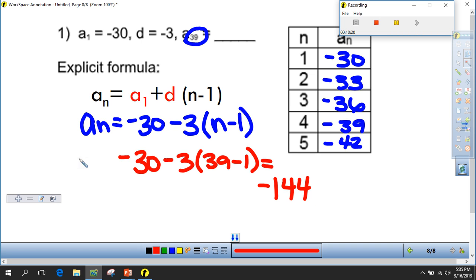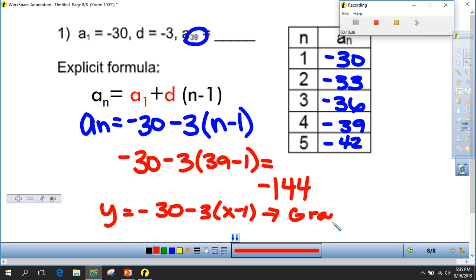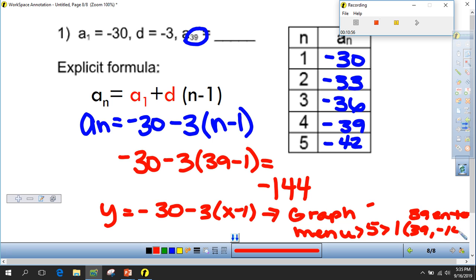Or you can graph this and say y equals negative 30 minus 3 parentheses x minus 1 into your calculator. So I'm going to graph that. I'm going to menu 5-1. Make sure when you graph this, you graph it using delete 6. And once you do menu 5-1, if I want the 39th term, I'm just going to say 39, enter. And it brings you up 39, comma, negative 144. And so that is my output when 39 is my input. Okay?